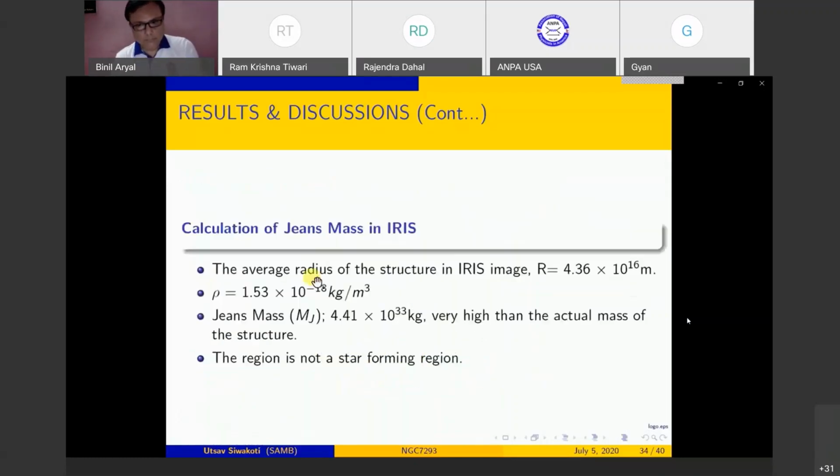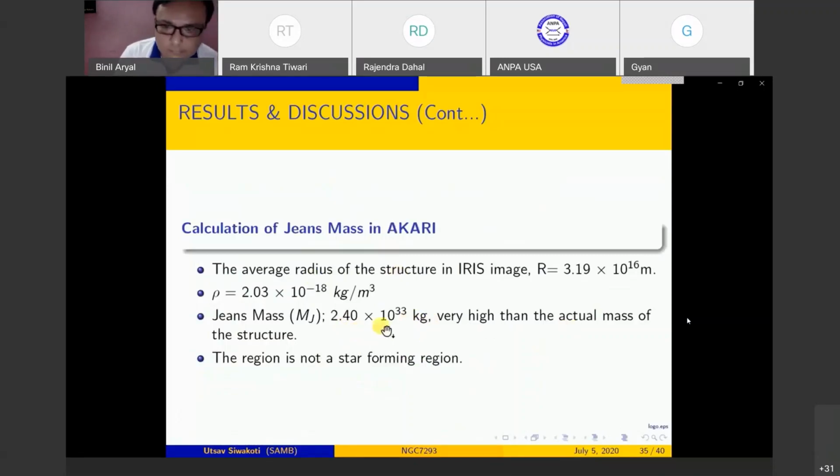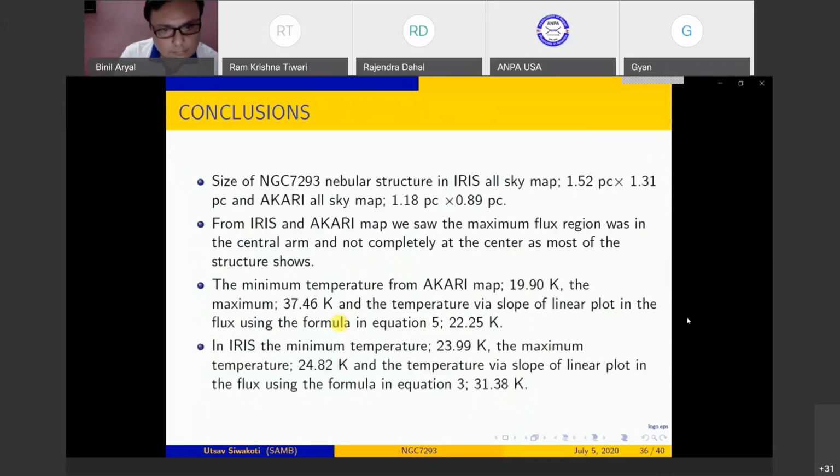So we calculated the region's mass over here. And it was found to be around 4.41 into 10 to the power 33 in case of IRIS, and 2.4 into 10 to the power 33 in case of AKARI. Now both of these masses are quite higher than the actual mass of the structure. So we can conclude that the structure is not a star forming region or an active region. Okay, these are our conclusions.